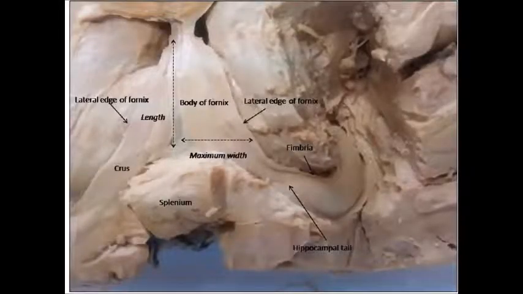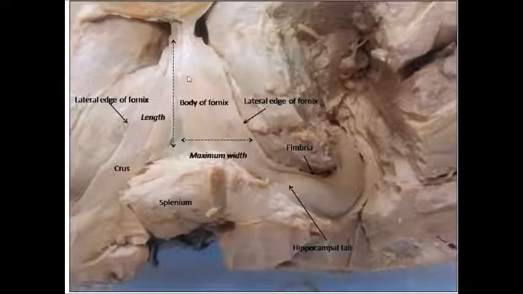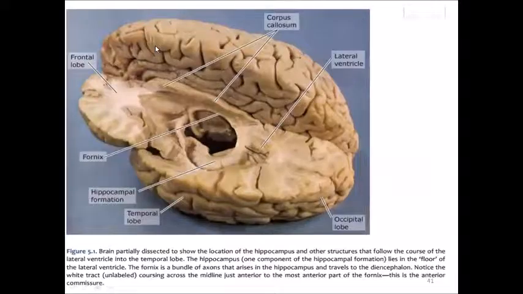This is the dissected view in which we can appreciate the fimbria coming and fusing with the crus, which ascends, and the crura fuse to form the body of the fornix. This is another way in which the brain is partially dissected. This is the anterior aspect, and this is the posterior aspect, frontal lobe, occipital lobe. Here we can appreciate the fimbria forming the crus. The crura are fusing, forming the body, descending. These are the columns, which descend to join the mammillary body.